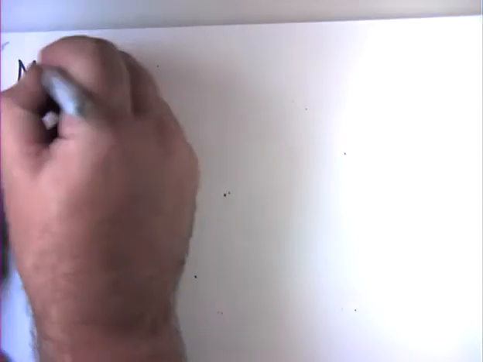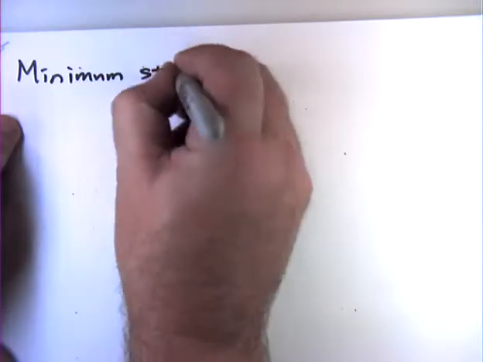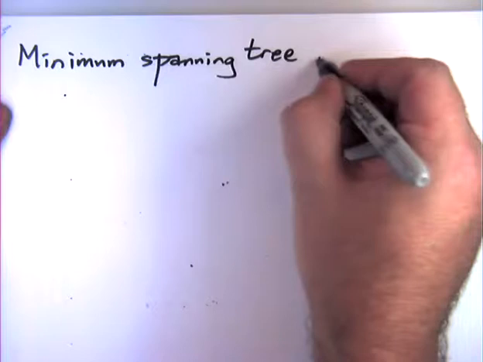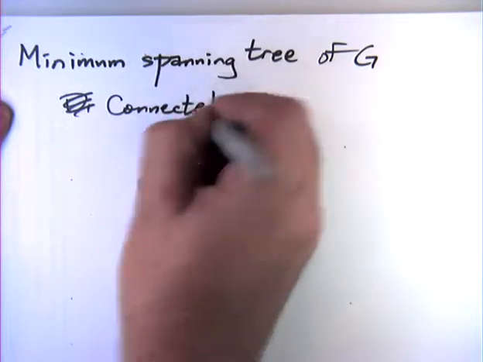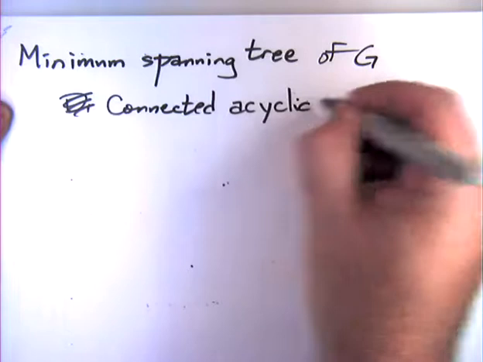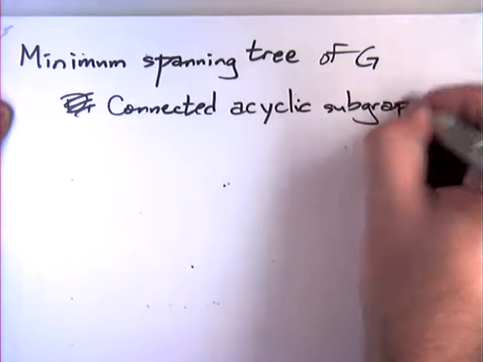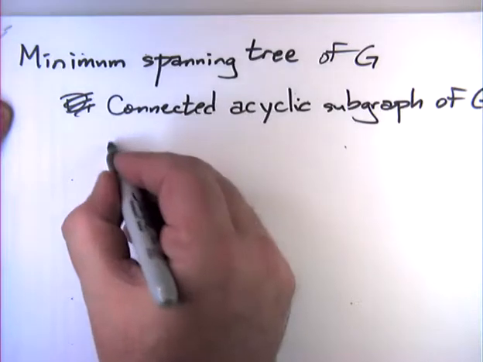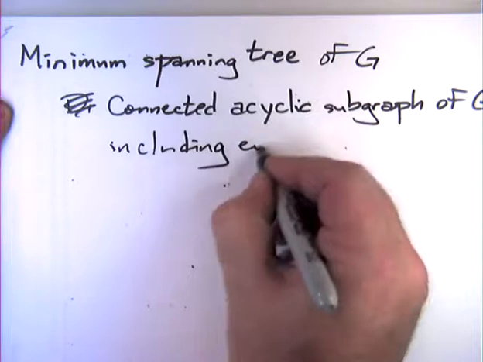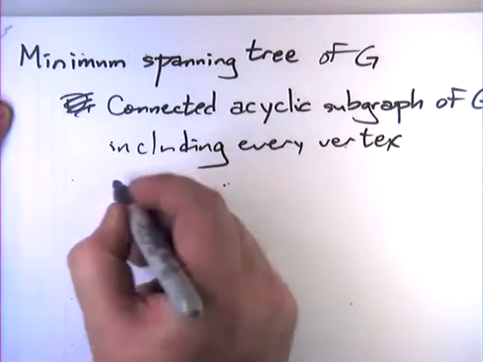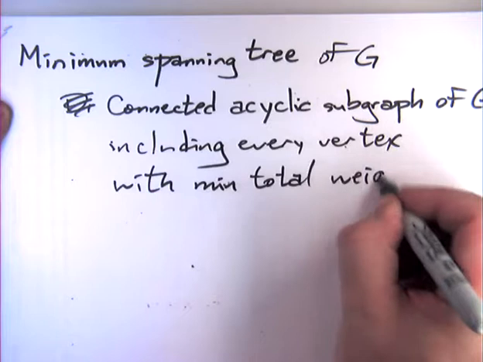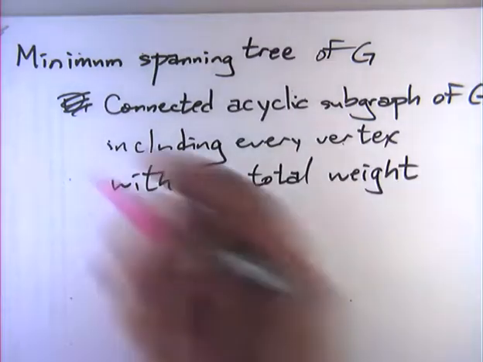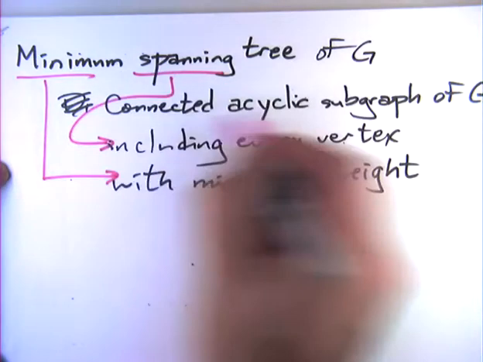When I say minimum spanning tree, I mean a spanning tree of G, a connected acyclic graph of G that includes every vertex, with minimum total weight. Okay, so minimum spanning tree.